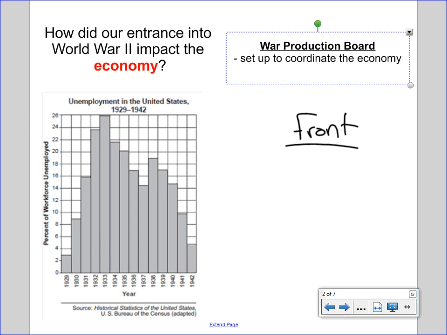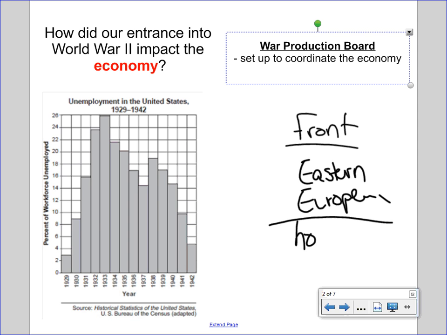So we're going to have the Eastern Front or the Pacific Front, the Western Front or the European Front, right? So that would be like the battle front. We're talking about the home front. So what's going on at home?